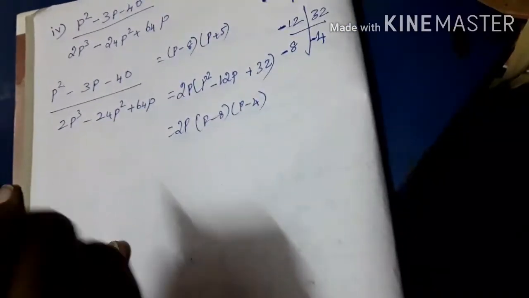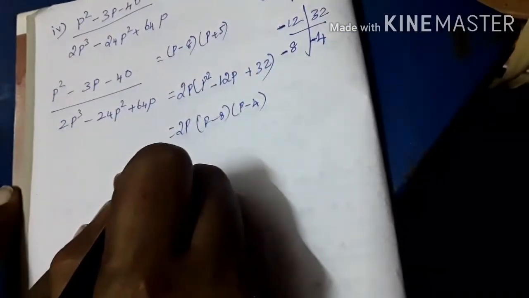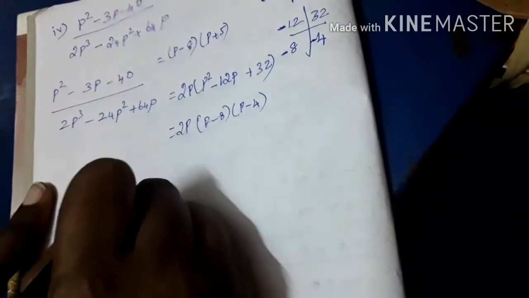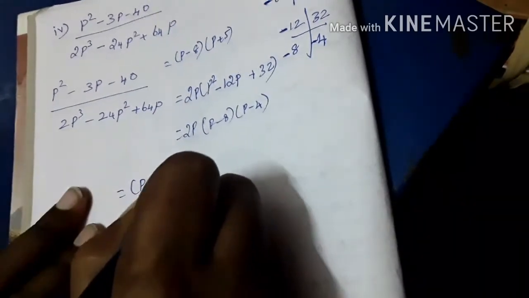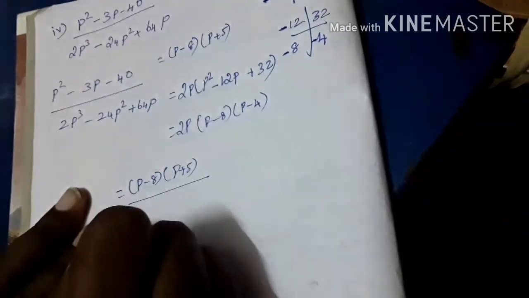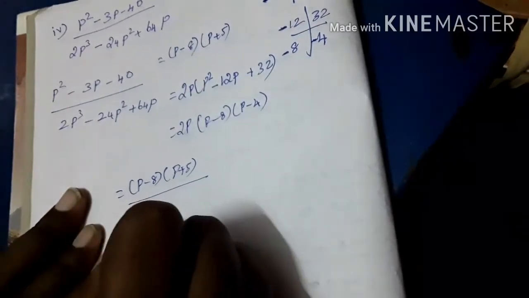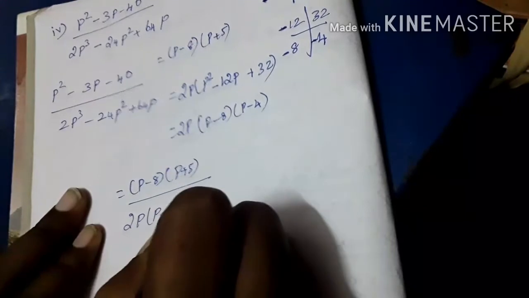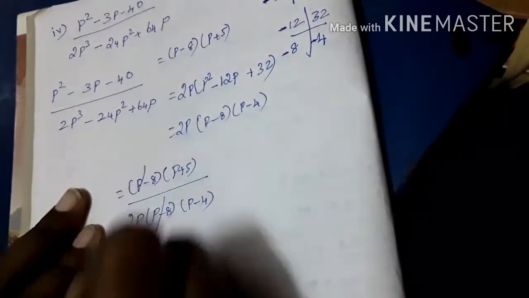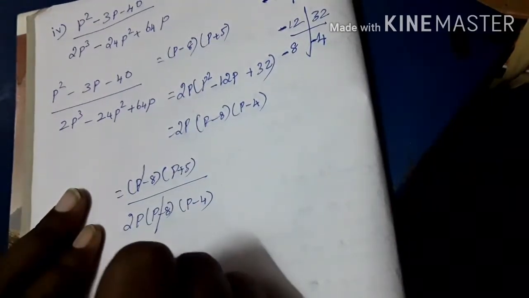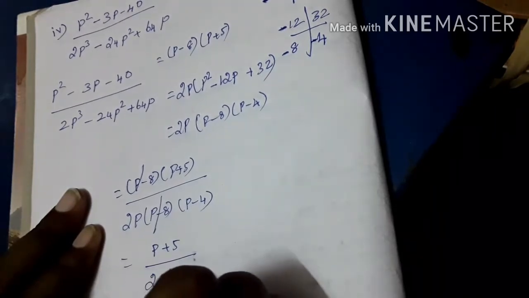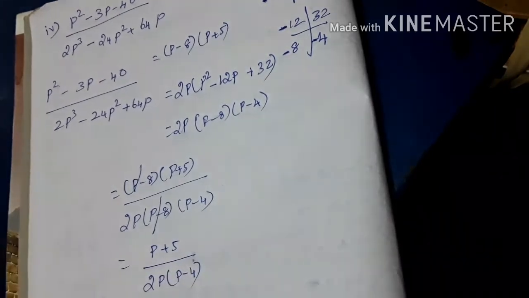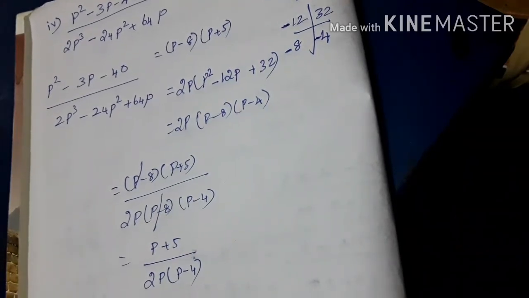Next what we have to do? Yes, we have to cancel. So what are the first polynomial's factors? P minus 8, p plus 5. Second is 2p, p minus 8, p minus 4. So p minus 8 and p minus 8 will be cancelled. Remaining p plus 5 divided by 2p, p minus 4. This is our lowest terms.